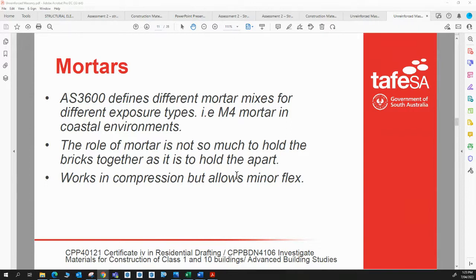But when we think about the structural role of mortar, we've got to think of mortar as not so much there to hold the bricks together like a glue, but more there to hold them apart. Mortar works in a compressive sense rather than a tensile sense. Whilst your higher cement mortars will bind significantly to that brickwork and essentially glue them together to a greater extent, still the overriding function of that mortar is to hold those masonry units apart, so to work within compression.